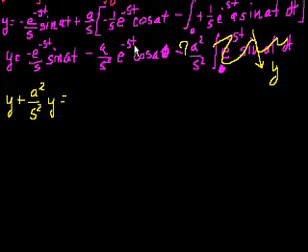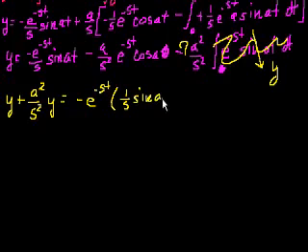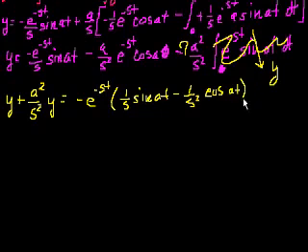So let's factor out an e to the minus st. Actually, let's factor out a negative e to the minus st. So it's minus e to the minus st times 1 over s sine of at minus 1 over s squared cosine of at. I really hope I haven't made any careless mistakes.